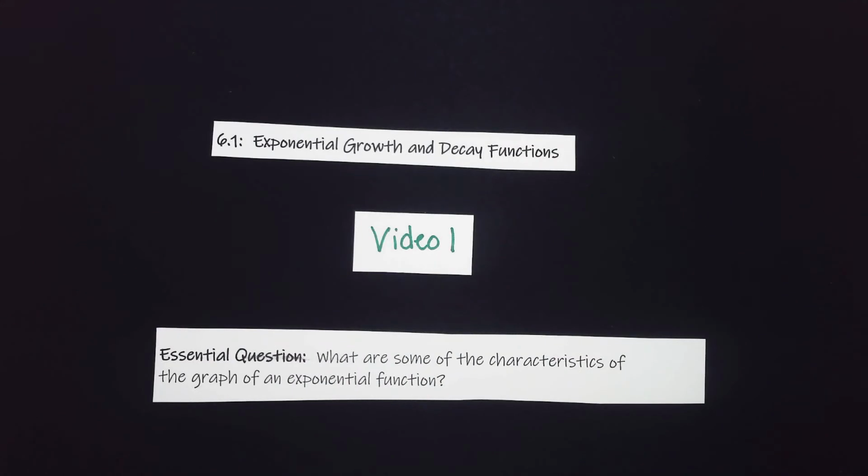This is 6.1. We are dealing now with exponential growth and decay functions. So the essential question is, what are some of the characteristics of the graph of an exponential function?